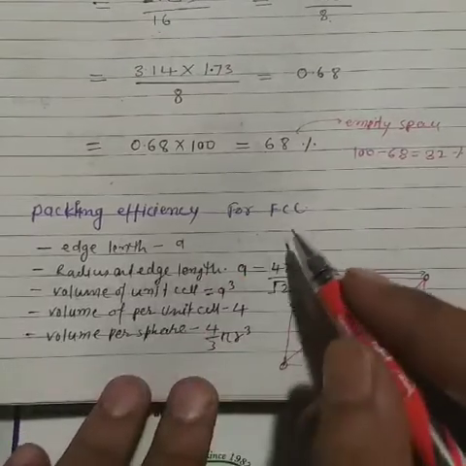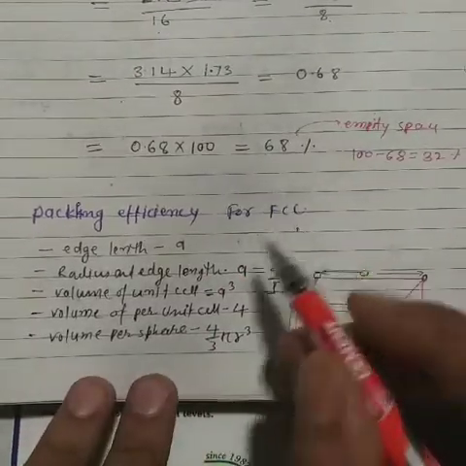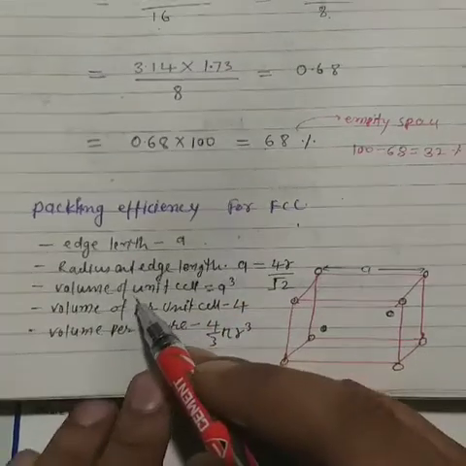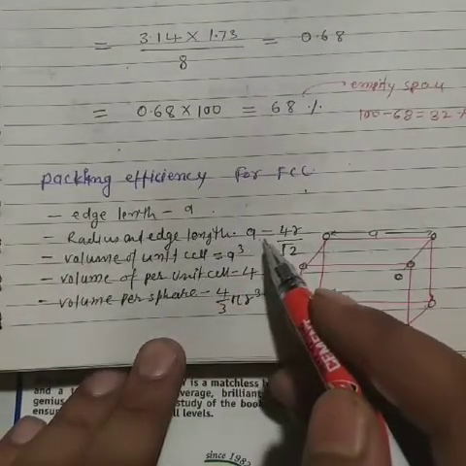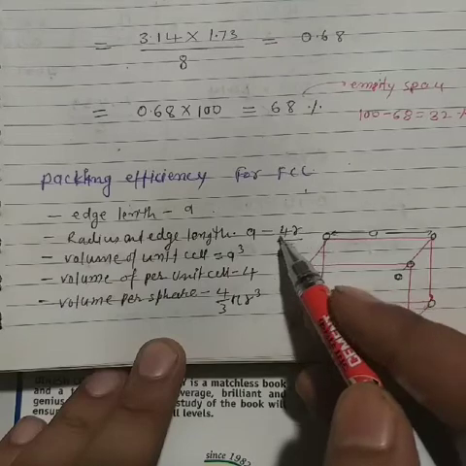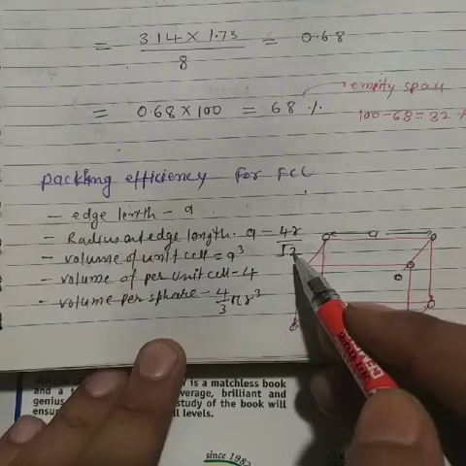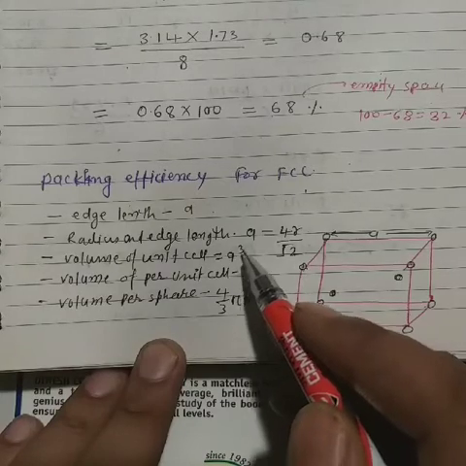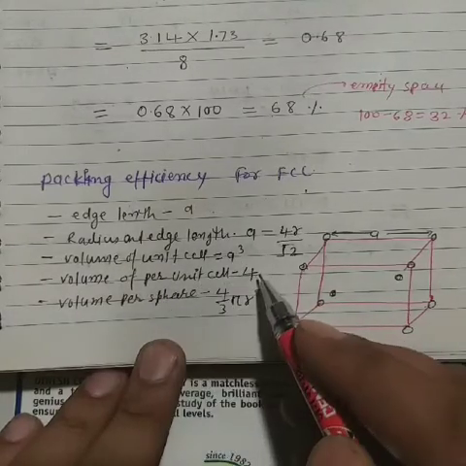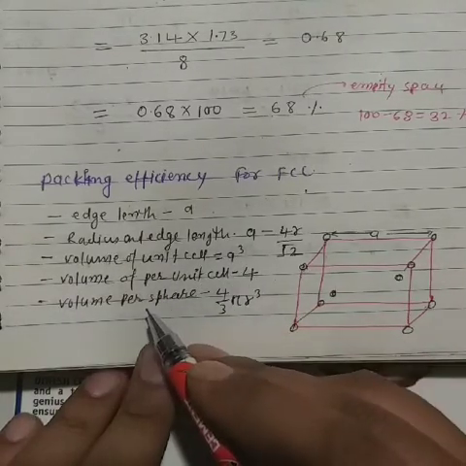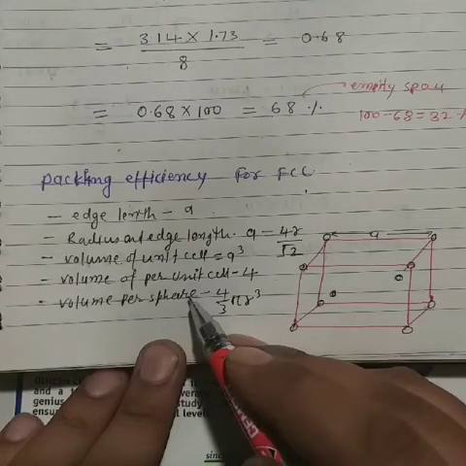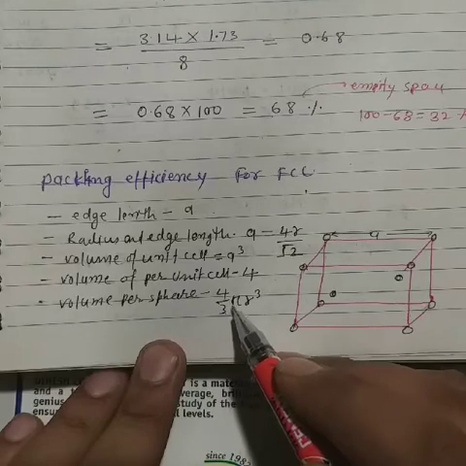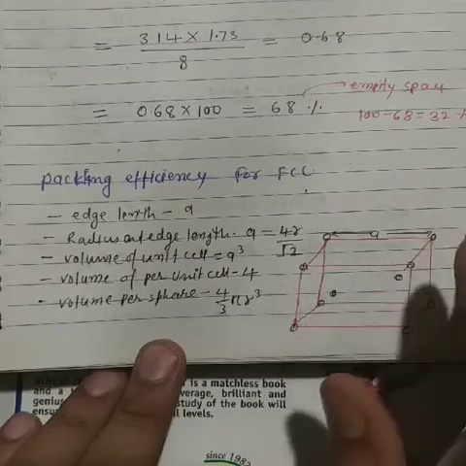Finally, we reach FCC. Now, similarly, the requirement is edge length A, radius R: A equals 4r by under root 2. And volume of unit cell is a cube. Volume of per unit cell is 4 times volume of per sphere, that means per atom, 4 by 3 into pi into r cube.